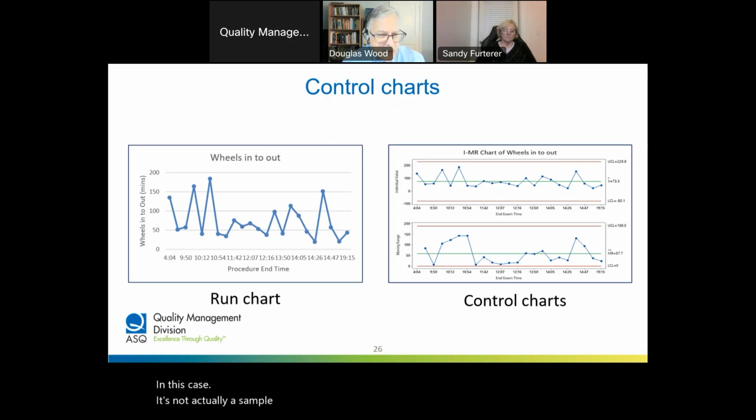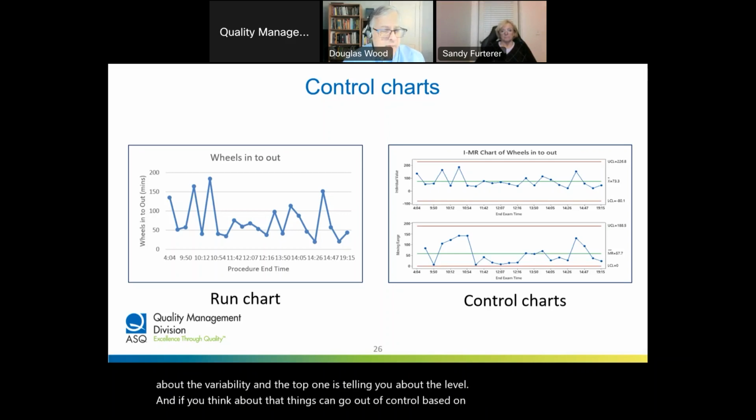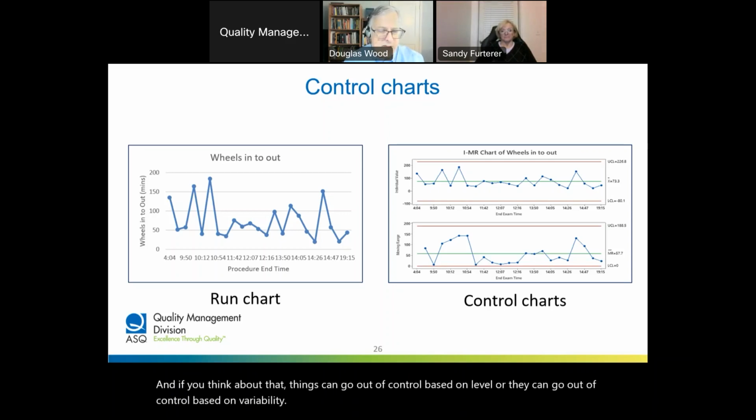In this case, it's not actually a sample, it's individual data points. So it's just like a run chart at the top. But the bottom half of the control chart, that represents the change from one point to the next one. So the bottom is telling you about the variability, and the top one is telling you about the level. And if you think about that, things can go out of control based on level, or they can go out of control based on variability. Okay, next slide.